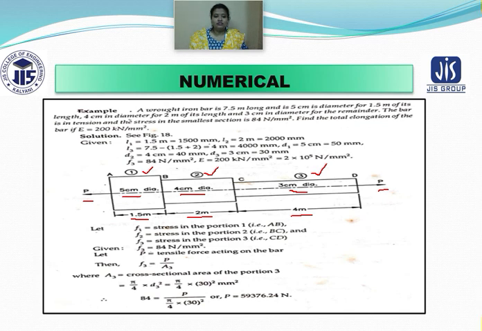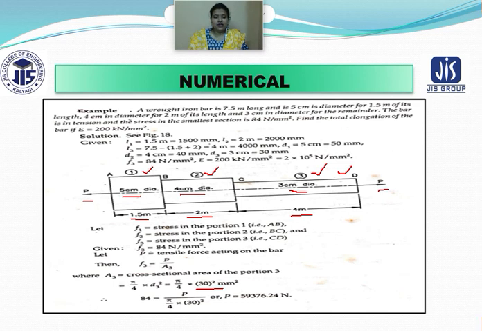So initially you have to find out the cross section area of the bar, but you are not aware of the load. You need to know the particular load. So first you consider the portion 3, this one. Portion 3 has a diameter of 3 centimeter. If I ask you to calculate the area of this particular section, then it is very easy. It is pi by 4 into d square, that means pi by 4 into 30 millimeter square. So there you have got the area.